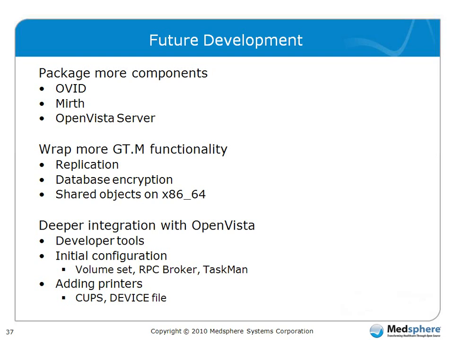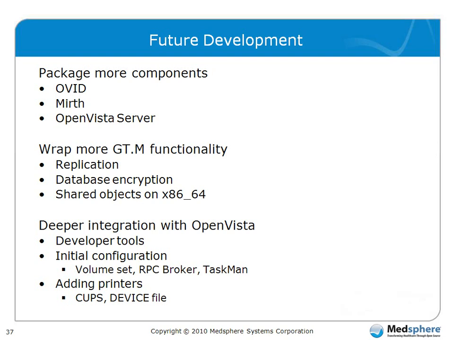Maybe not the GTM project itself, but we want to package some more components in the same way as we have with the OpenVista utilities. OVID, MIRF would be a target, and OpenVista server itself would be nice. Right now, you install the utilities from the project, and then you go download OpenVista server and kind of import it. So it'd be nice if OpenVista server were available as a template that you could grab through a package, and then you'd be able to apt-get install everything, and it would automatically import it.